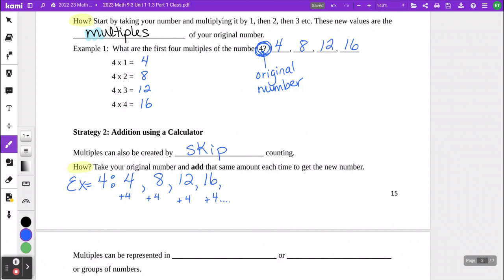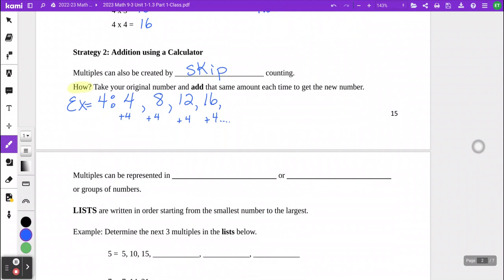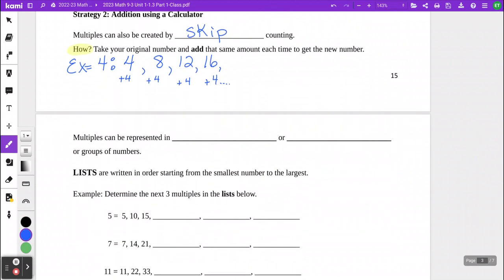So we could find the numbers by multiplying by the digits 1, 2, 3, 4, and so on, or we could skip count and add the same amount every time. Both can be done. It doesn't matter which way you use; do whichever makes the most sense to you. Multiples can be represented in lists, sets, or groups of numbers.